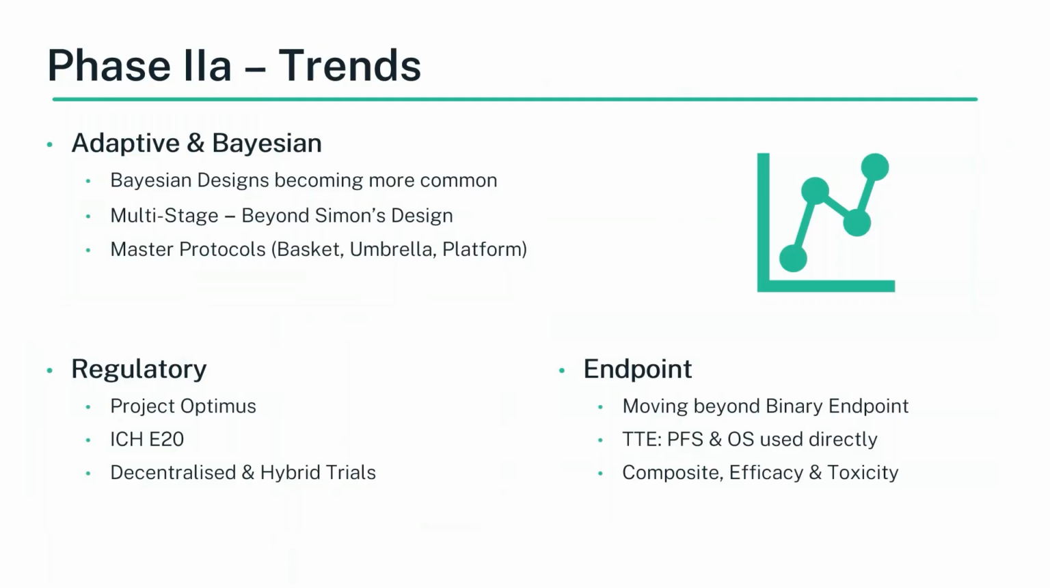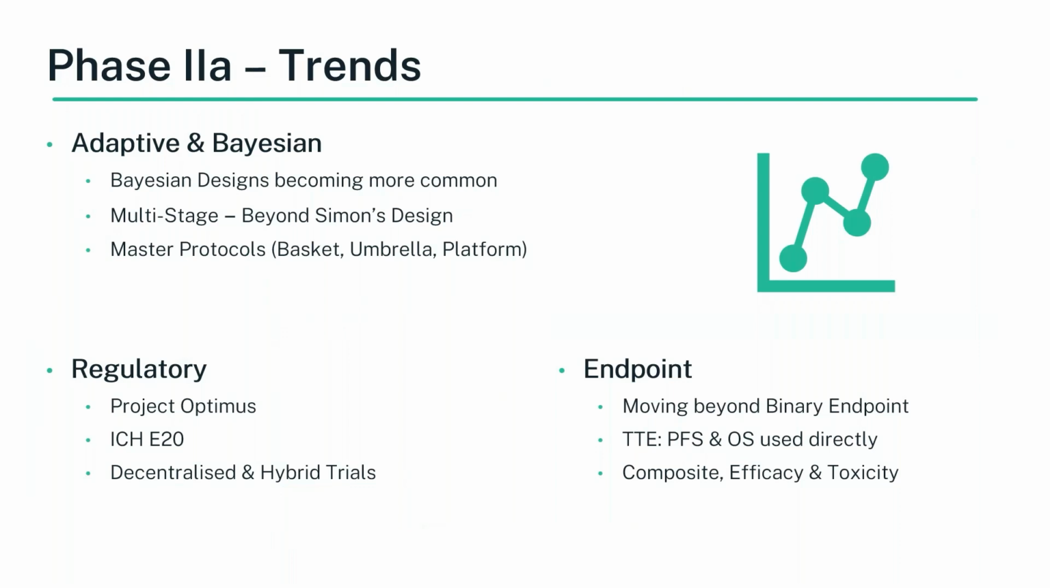So now just to quickly touch on some of the trends that have come about for phase 2A trials. It has been a tumultuous couple of decades. I suppose the biggest shift over the last decade or decade and a half has been the move away from purely frequentist two-stage designs towards more Bayesian and continuously adaptive frameworks.